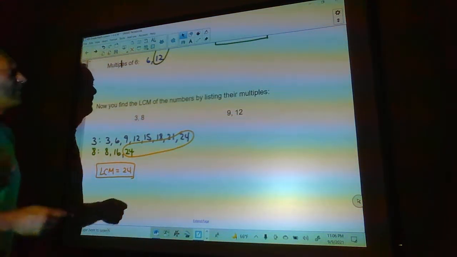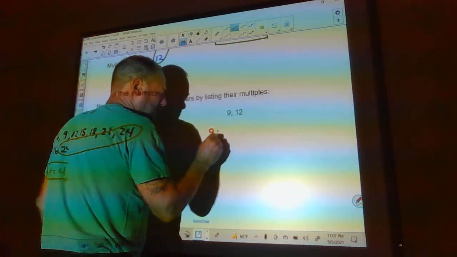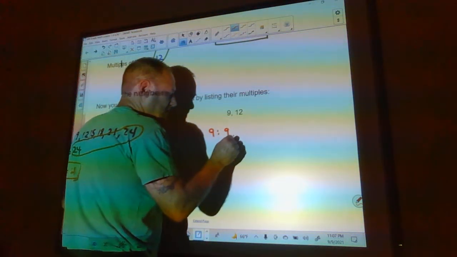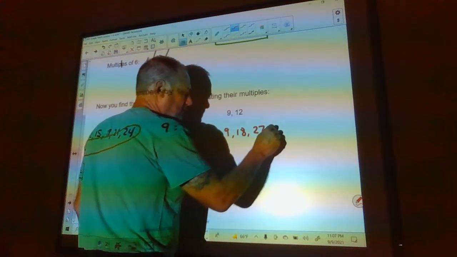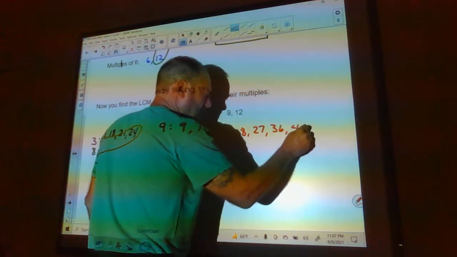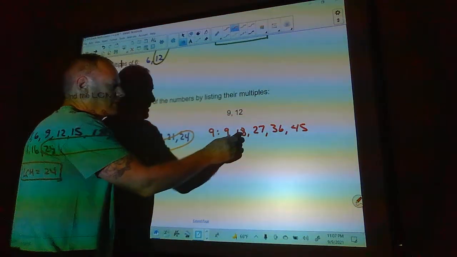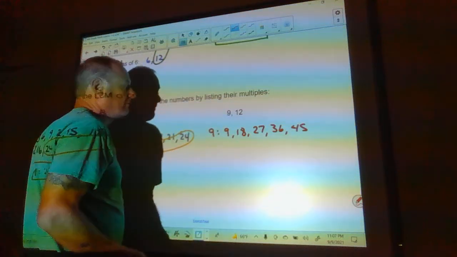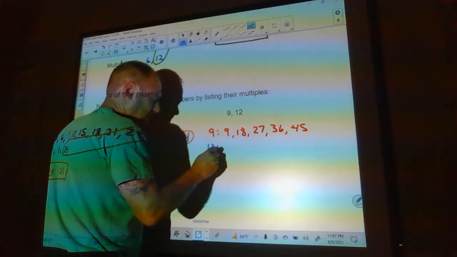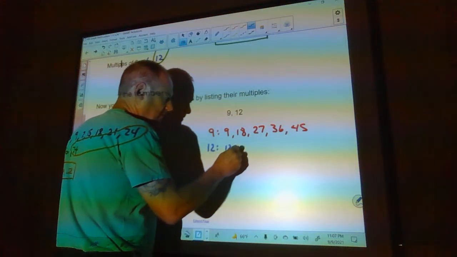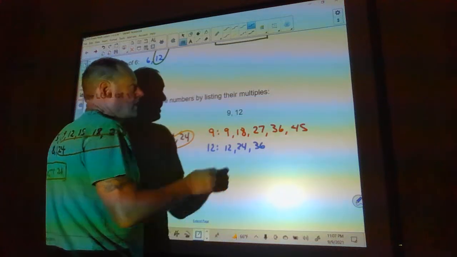Now let's look at 9 and 12. So 9 is going to be 9, 18, 27, 36, 45. 9 times 1, 9 times 2, 9 times 3, 9 times 4, 9 times 5. Okay, so now let's look at 12. Alright, so it's 12, 24, 36. We got it.